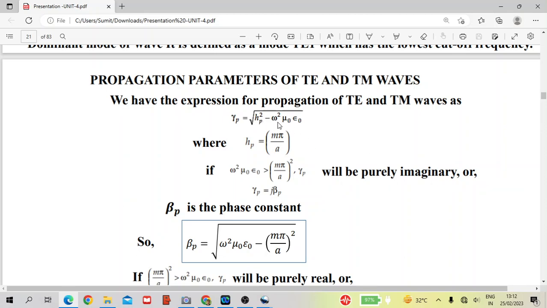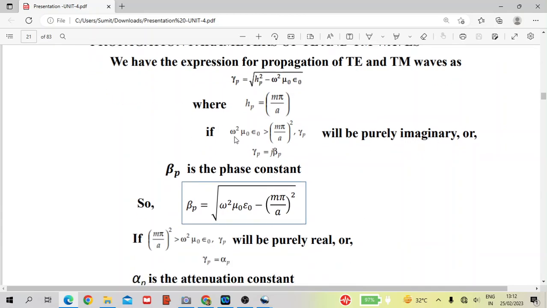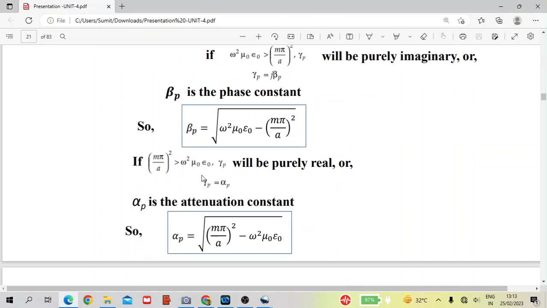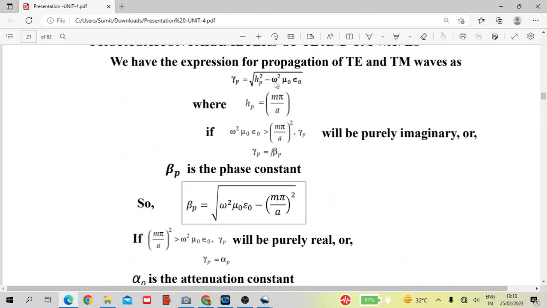Now depending upon the relative magnitude of hp and this omega square mu epsilon, we can have various cases. It is understood, if this term is greater than this term, m pi by a whole square, then gamma p will be purely imaginary. Purely imaginary means phase constant exists, which is given by this relation. From this equation you can get it, and naturally purely imaginary means attenuation will be 0. And if m pi by a whole square, that means this hp square, is greater than the second term omega square mu epsilon, then it is clear it is purely this.